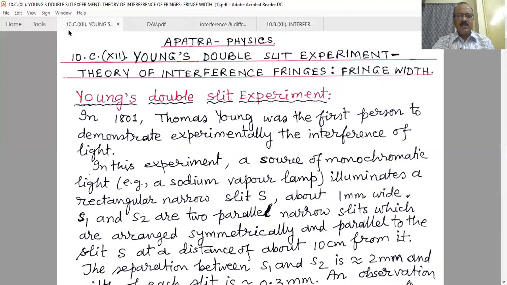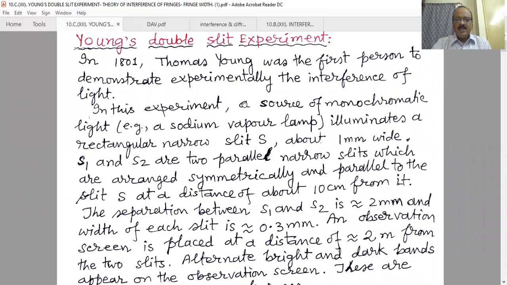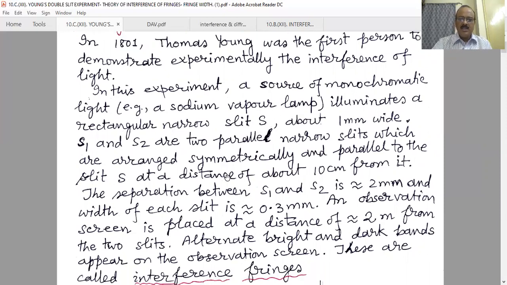The scientist Young, that is our today's topic, Young's double slit experiment. In 1801, Thomas Young was the first person to demonstrate experimentally the interference of light. In this experiment, a source of monochromatic light, for example a sodium vapor lamp, which emits yellow light, illuminates a rectangular narrow slit about 1 millimeter wide. S1 and S2 are two parallel narrow slits arranged symmetrically and parallel to the slit S at a distance of about 10 centimeters from it.